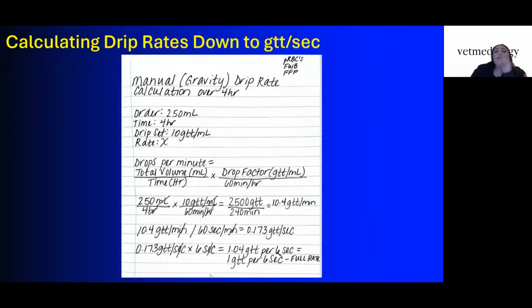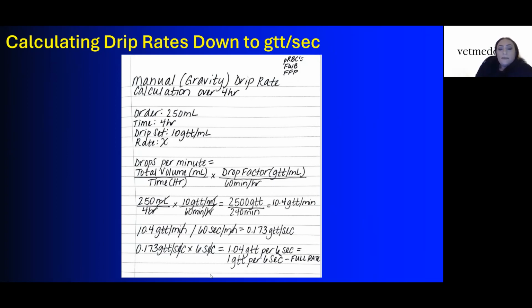All right, so calculating drip rates down to drops per second. This is for packed red blood cells, fresh whole blood, FFP, and I'm not quite sure of too many other things that are done by gravity drip these days. This is for a calculation over 4 hours for 250 mils. The drip set is 10 drops per mil. We don't know the rate yet.